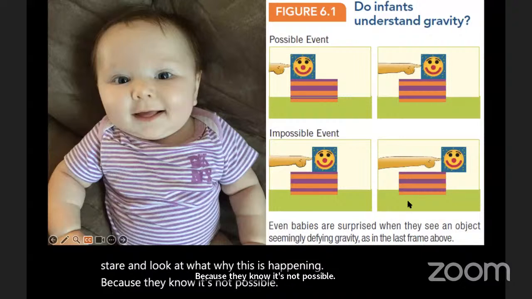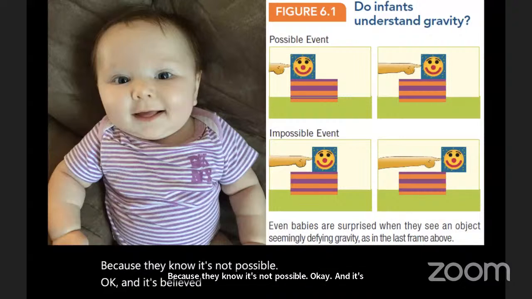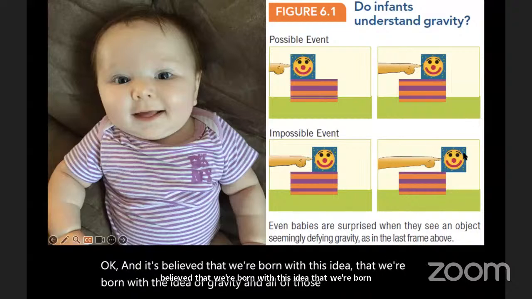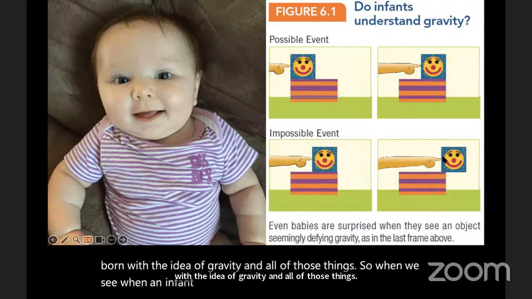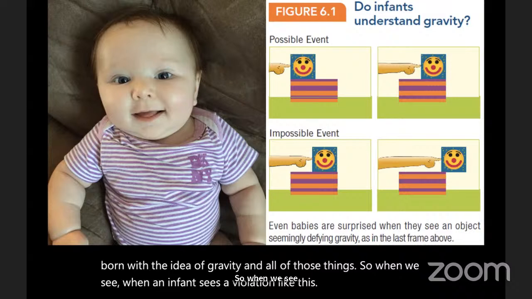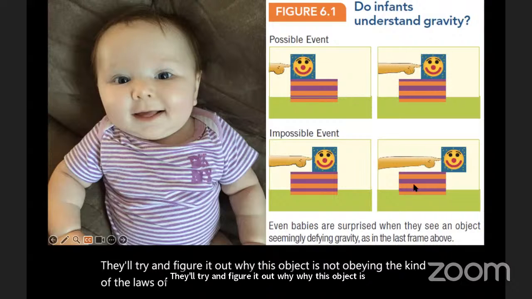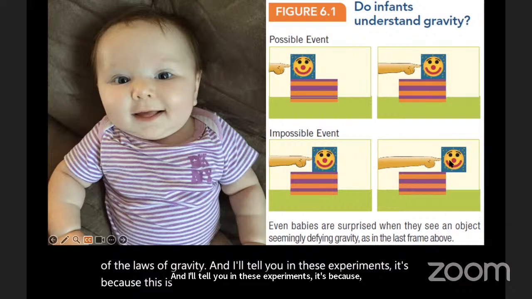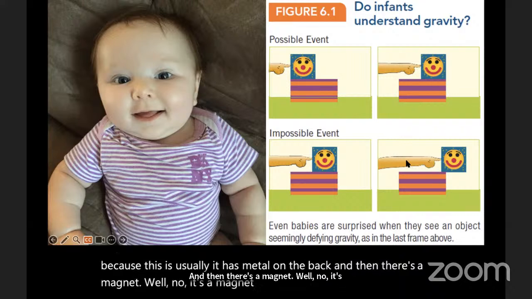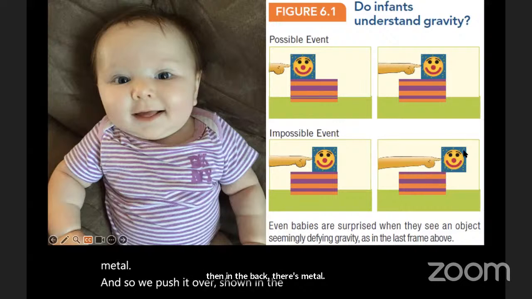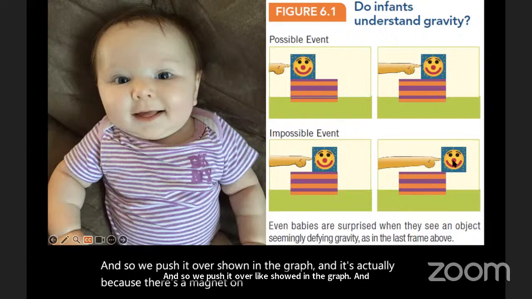Okay. And it's believed that we're born with the idea of gravity and all of those things. So when an infant sees a violation like this, they'll try to figure out why this object is not obeying the laws of gravity. And I'll tell you, in these experiments, it's a magnet, and then in the back there's metal. And so we push it over, like shown in the graph, and it's actually because there's a magnet on the back of it that keeps it that way.